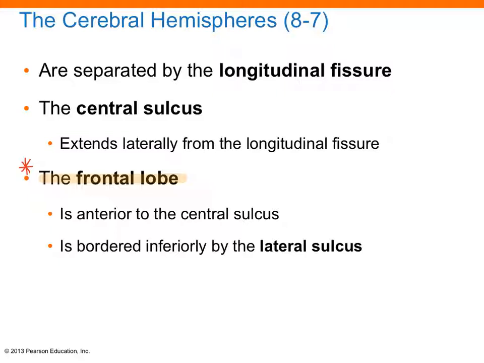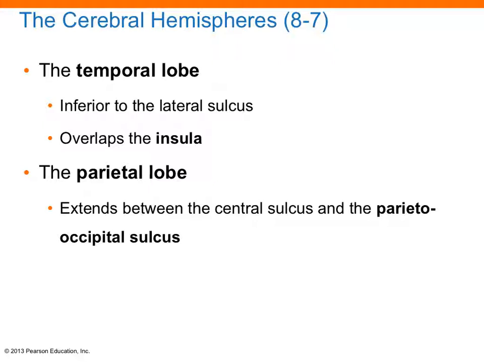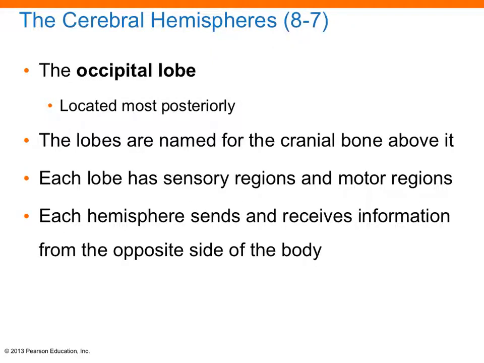The frontal lobe is the anterior part of the brain. The temporal lobe is the side of the brain. The parietal lobe is the upper posterior part of the brain. And then the occipital lobe is located most posteriorly. Each of them has specific functions for the regions.